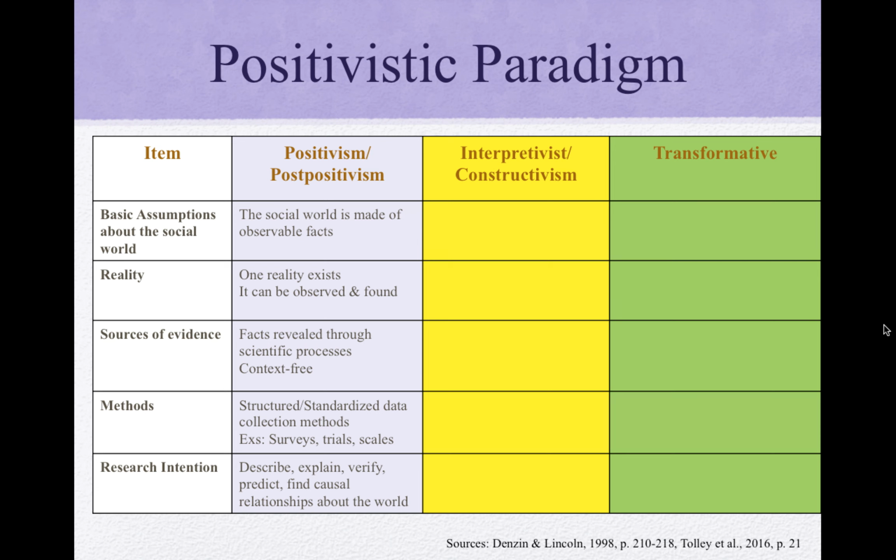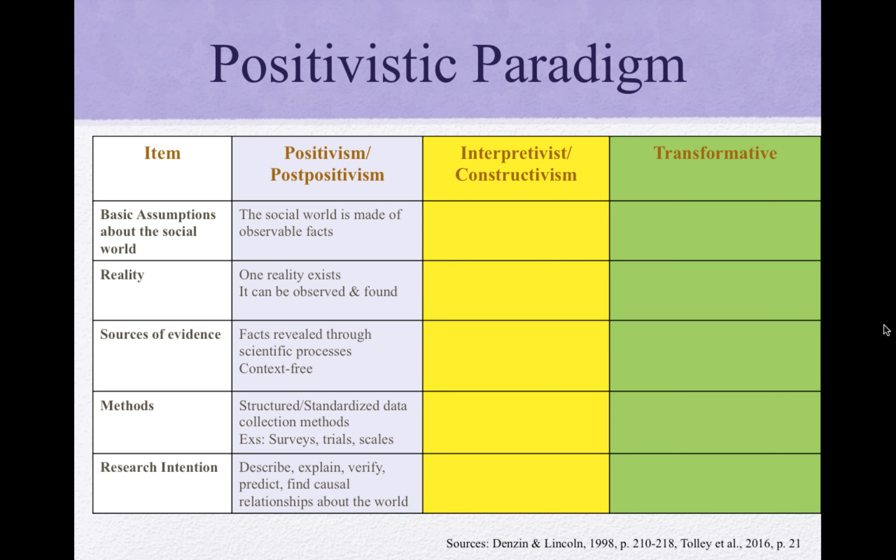But with post-positivism, we realize that there might be error because we're humans, right? We have that 0.05 alpha. With give or take, we know that something significantly impacts another thing, but there is always error, right? Sources of evidence are facts revealed through the scientific process, and they're seen as context free.